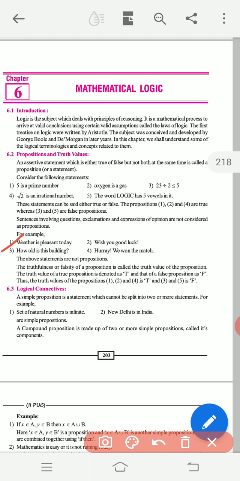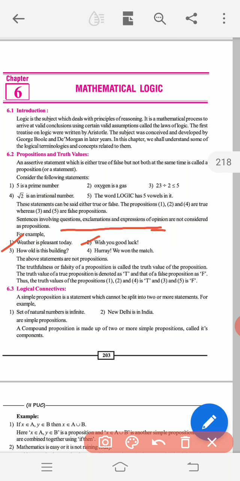Next, consider wish you good luck. See here, it contains an exclamatory mark. It is also not a proposition. The sentences involving questions, exclamations and expressions of opinion are not considered as propositions. We cannot predict that is true or false.